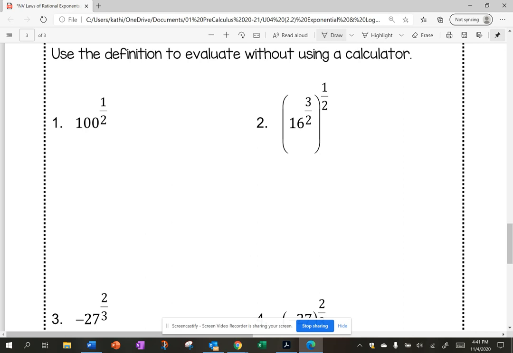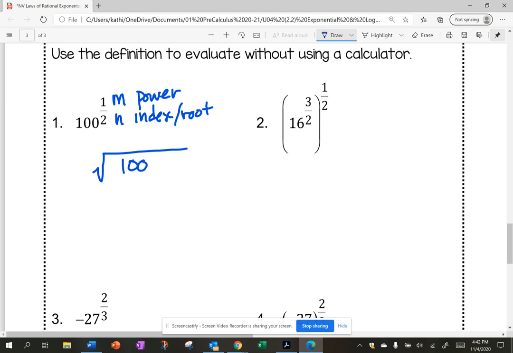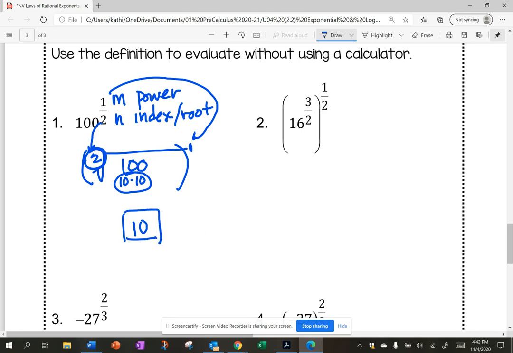Okay, so to get started, here's an example, 100 to the power 1/2. So I know the numerator is m, the power. The denominator is n, the index or the root. And the 100 is the base. So I take the base and put that under the radical. I put the index or the root here and the power here. So I'm thinking of 100 as really 10 times 10. And since I have an index of 2, I'm taking these out in pairs. So this is 10. Now, I think most of you would have recognized that the square root of 100 is 10, but I just wanted to show the process with something familiar.